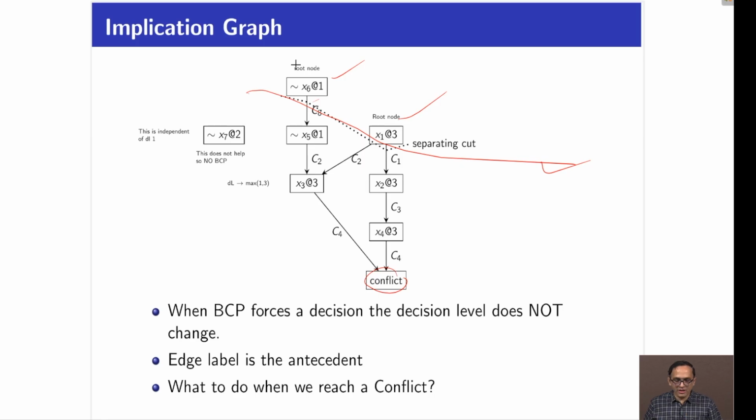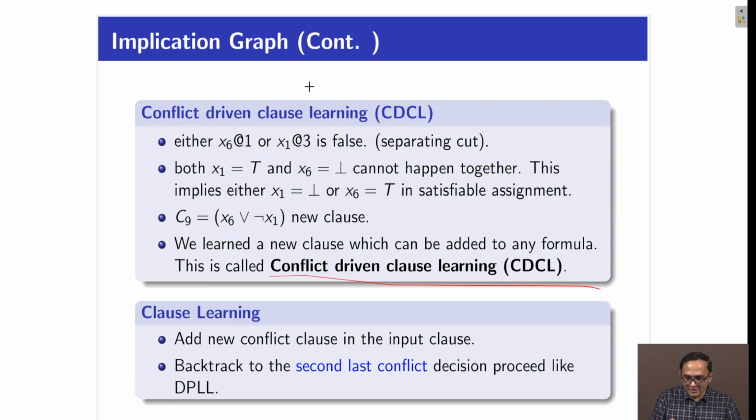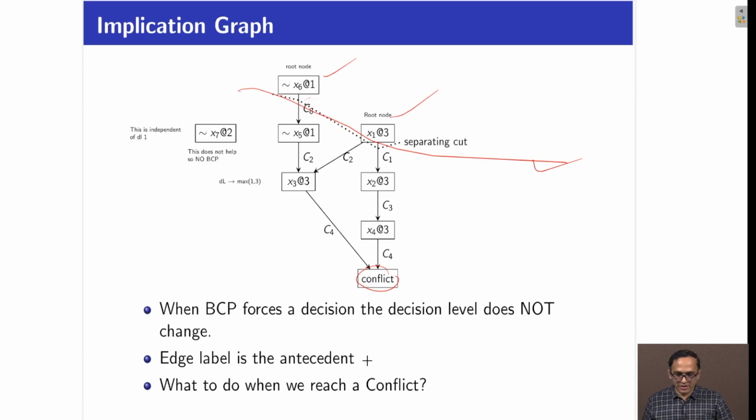We will learn this in detail in the next class, but once I get this, I will remove everything and go to the second last conflict decision. If you go back here, how many decisions were taken? Decision level 1: x6 equal to false, decision level 2: x7 equal to false, and decision level 3: x1 equal to true.